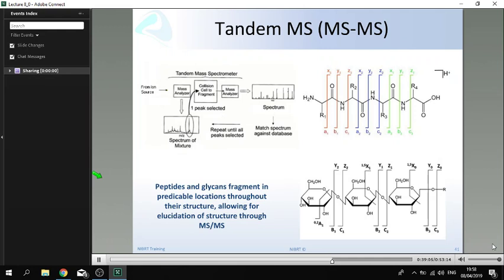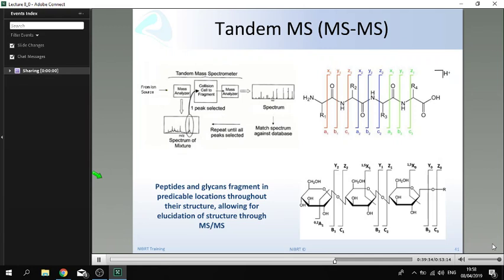So you can see here how it might work. From the ion source, we have an ion going into a mass analyzer, and we first analyze that, and we get a spectrum of the mixture, and let's say that we want to look at one peak specifically. So here on the left, you can see that we select one peak, and send that peak into a collision cell to fragment even more.